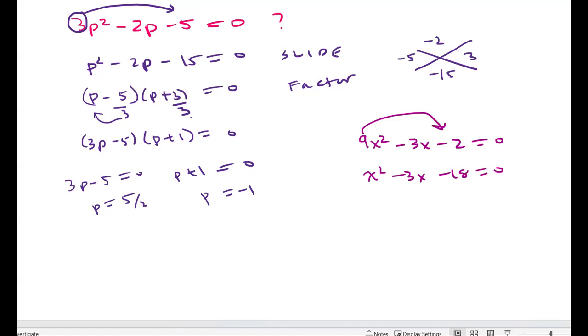Then we need to find the factors. Again, you don't have to keep drawing the X there if you don't want to. If you want to do something else, that's fine. If you already know what they are, perfect, just go straight to the next step.